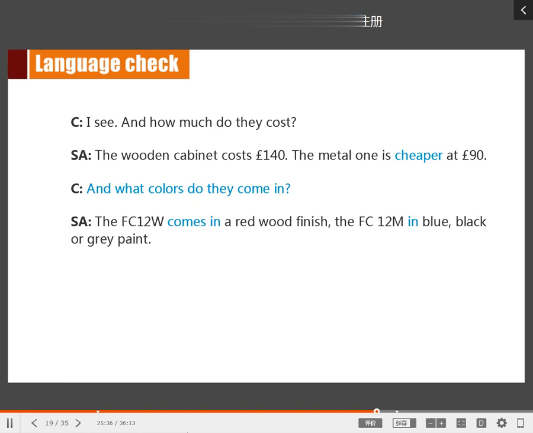Now, in this part of the conversation, the potential customer asked about the price and also the colors, right? Let's take a look at how he asked about the colors. So he said, and what colors do they come in? So this is a more professional and more commonly used way to ask about colors. Say, what colors do you have? And we can answer like this. The FC12W comes in a red wood finish. The FC12M in blue, black, or gray paint. Okay, so much for the phone etiquette and also the language points in this part.